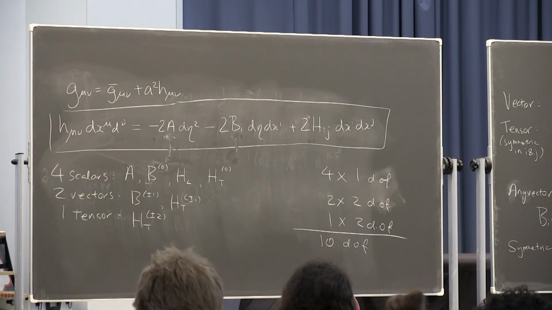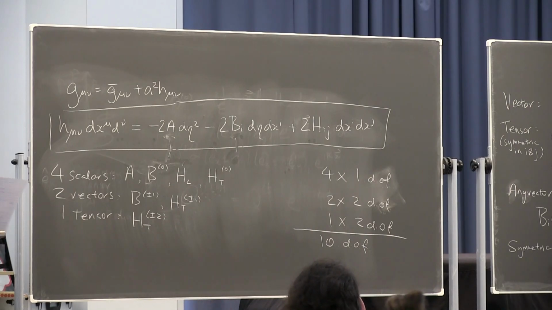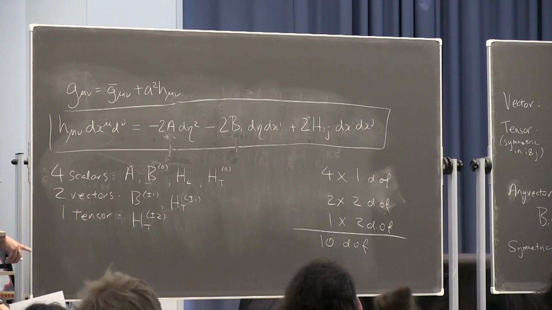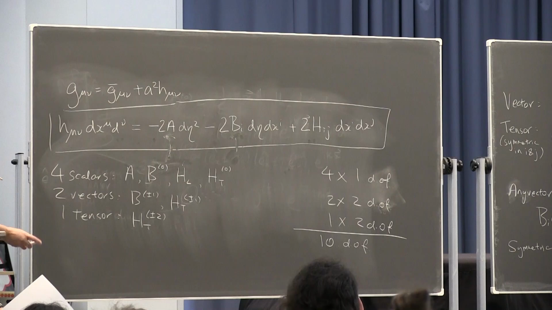Now, at this point there is a complication. That is, not all of these 10 degrees of freedom are physical. And that is because whenever we write down a theory in a covariant way, there's redundancy, okay? And in fact, of these 10 degrees of freedom, only 6 of them are physical. The other 4 degrees of freedom are called gauge modes.